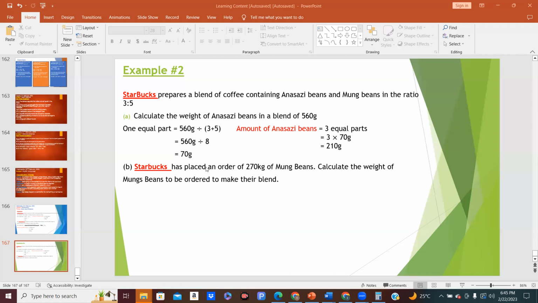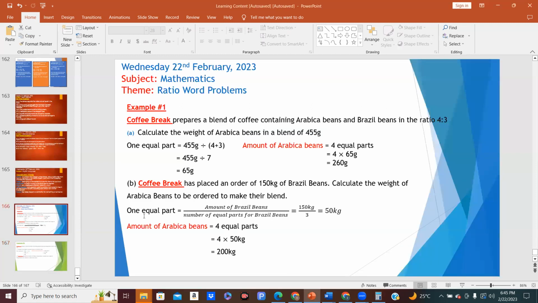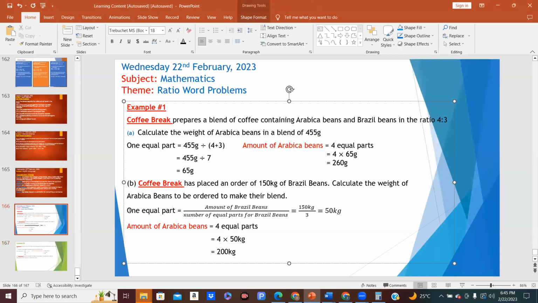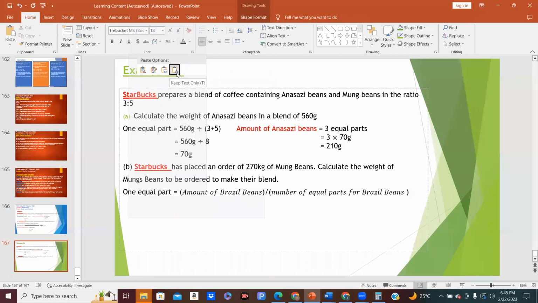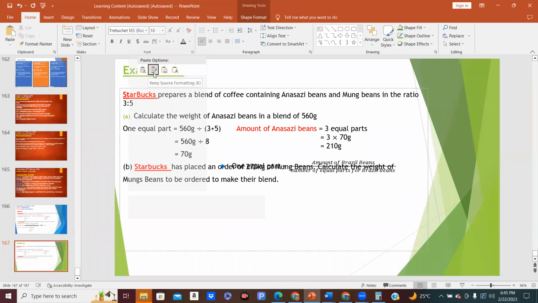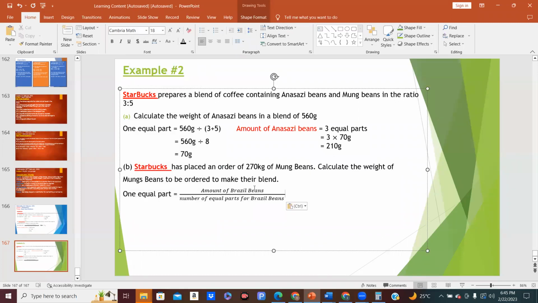You mean the number of equal parts? So please use the right terminology, please. So what we got to do, we got to first find what? One equal part, right? Yes, sir. And one equal part is going to be the amount of mung beans, right? Yes, sir. Divided by what? Divided by the number of equal parts for the mung beans. Very good.